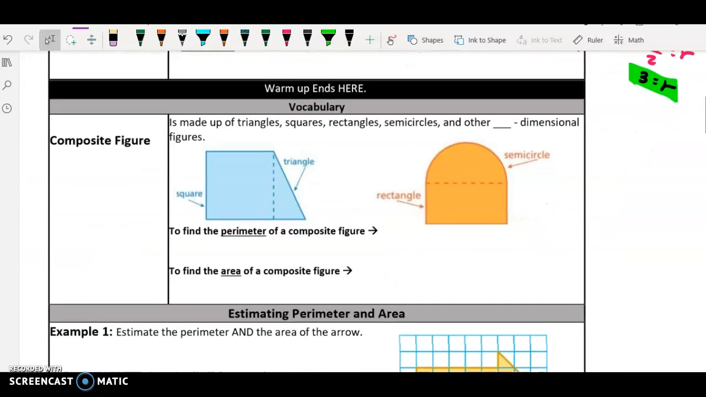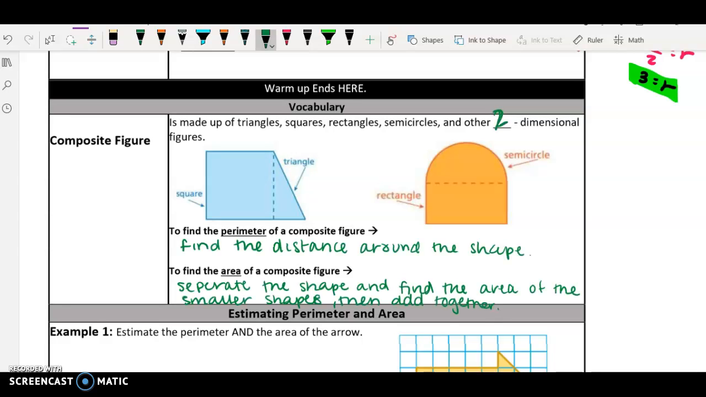All right, so now we're going to find the area of composite figures. And a composite figure is made up of triangles, squares, rectangles, circles, semicircles, and any other two-dimensional figures. So you can see that we have this trapezoid, which is just a square with a triangle on the side. And then we have a rectangle with a semicircle on the top. So that's what we're finding the perimeter and the area of today.